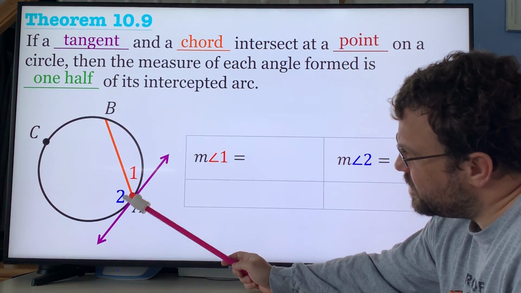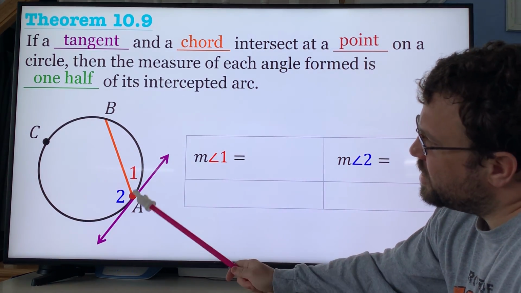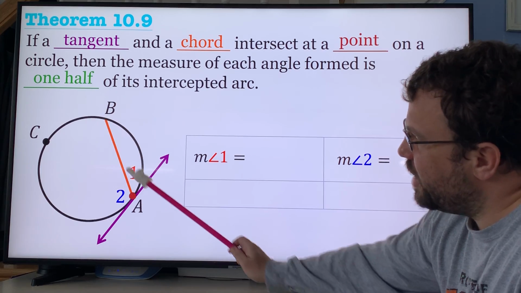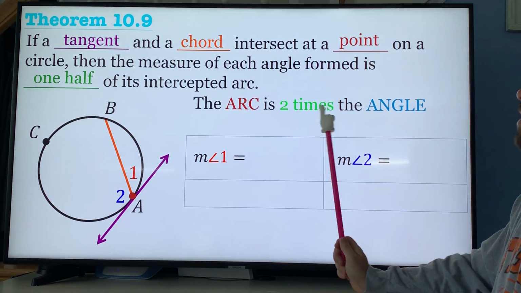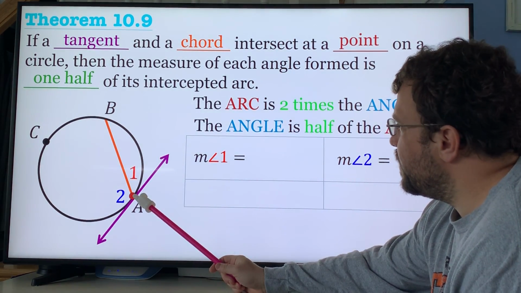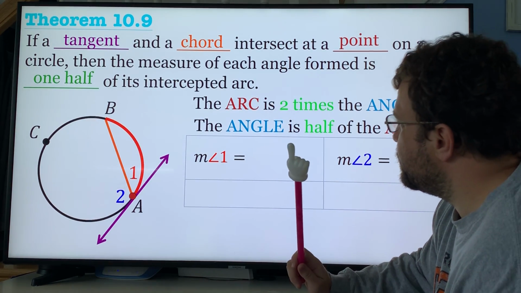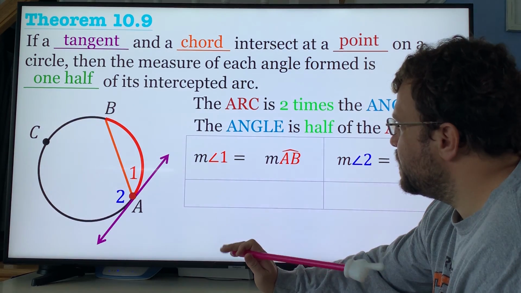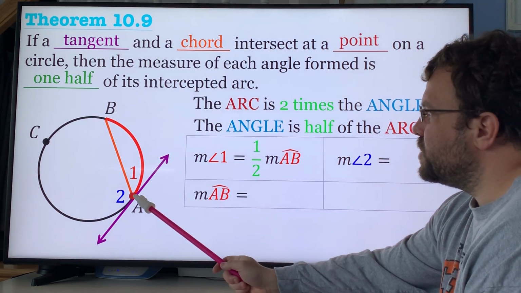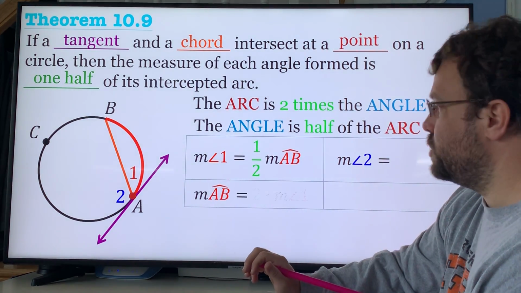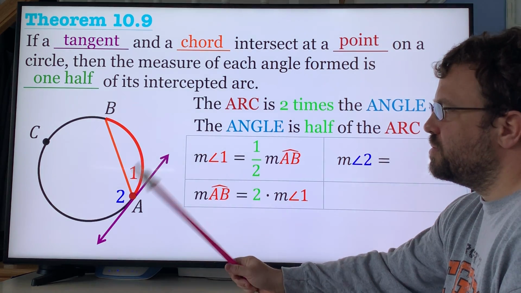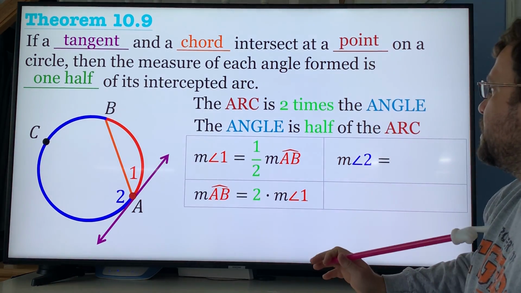So, for instance, measure of angle 1. What arc is intercepted with the tangent line and the chord? Think. It's actually between this point and the end point of here. So the arc is 2 times the angle, and the angle is 1/2 the arc. So the measure of angle 1 is 1/2 of arc AB. Remember, you can use 2 letters here because it's a minor arc. All right? Now, conversely, the measure of AB is what compared to this angle? 2 times the angle. The measure of angle 2, what arc is related to angle 2? ACB. All right?